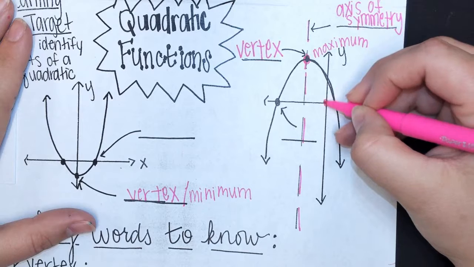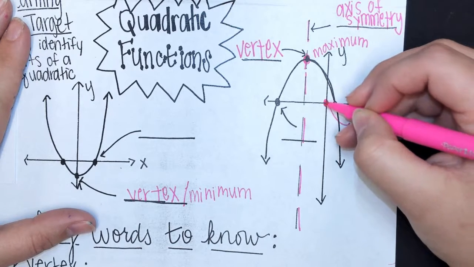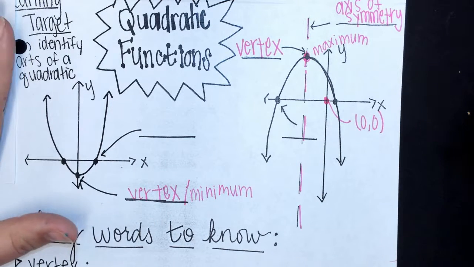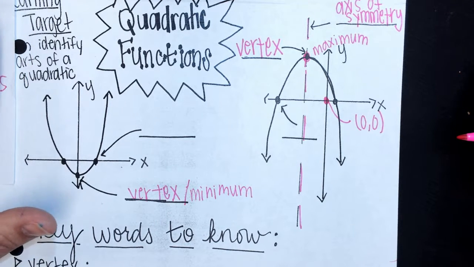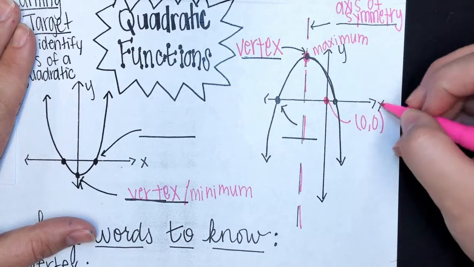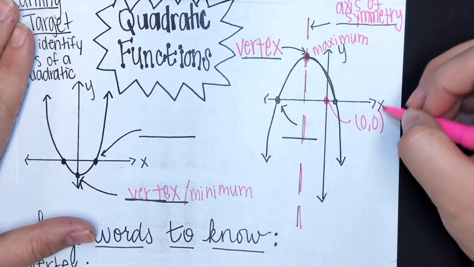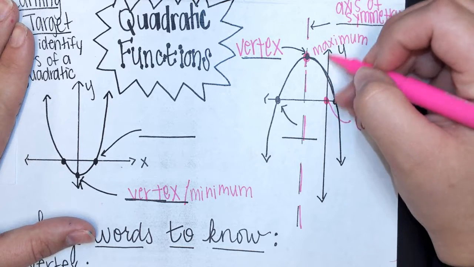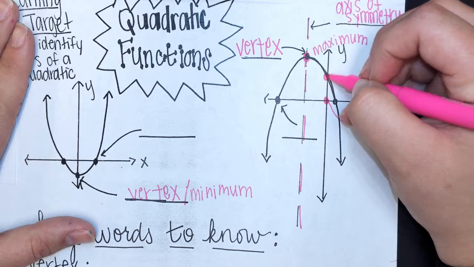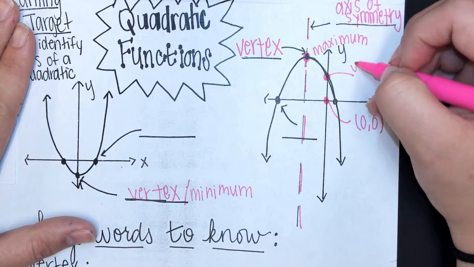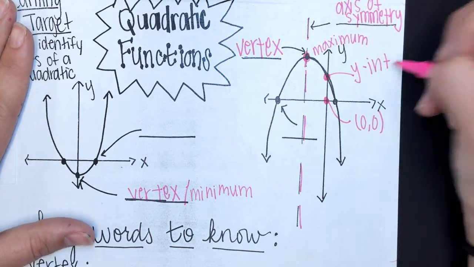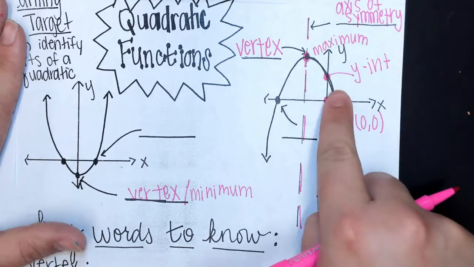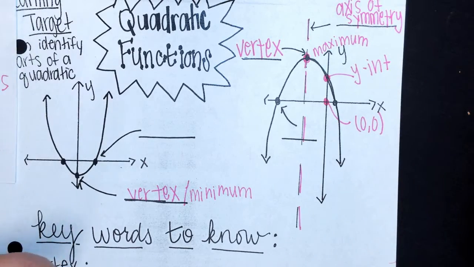This point right here that I just drew is your origin. It is 0, 0. It's just where you start. So this right here is your x-intercept, and this right here is your y. Wherever your graph intercepts your y-axis is called your y-intercept. Just like when we graphed lines, wherever it crosses the y-axis is called your y-intercept.